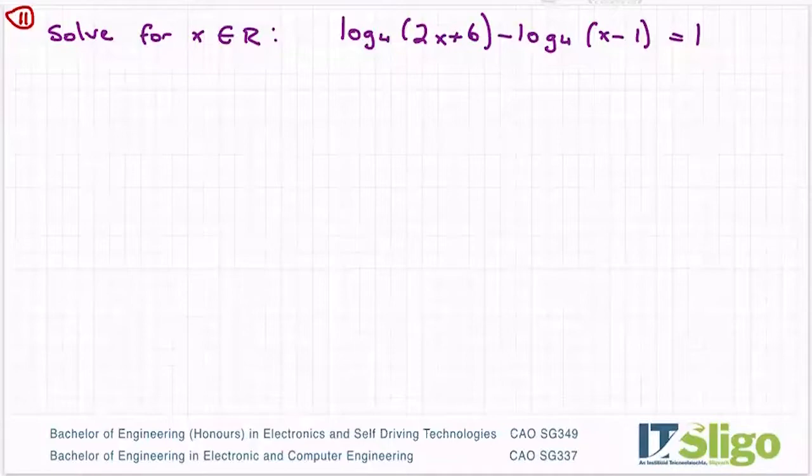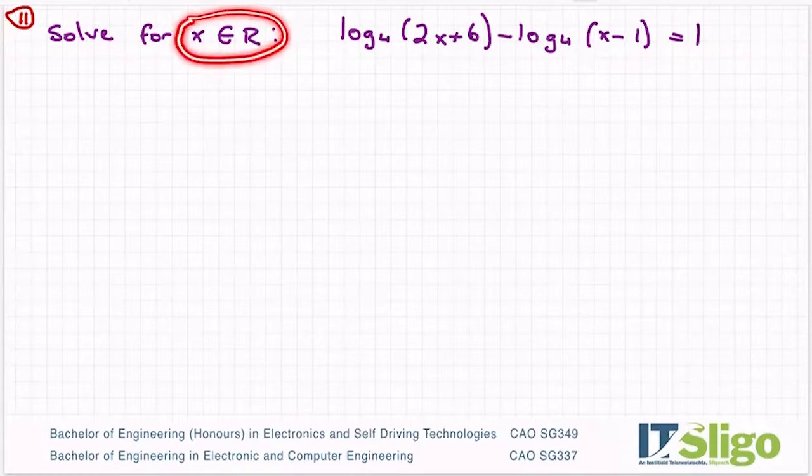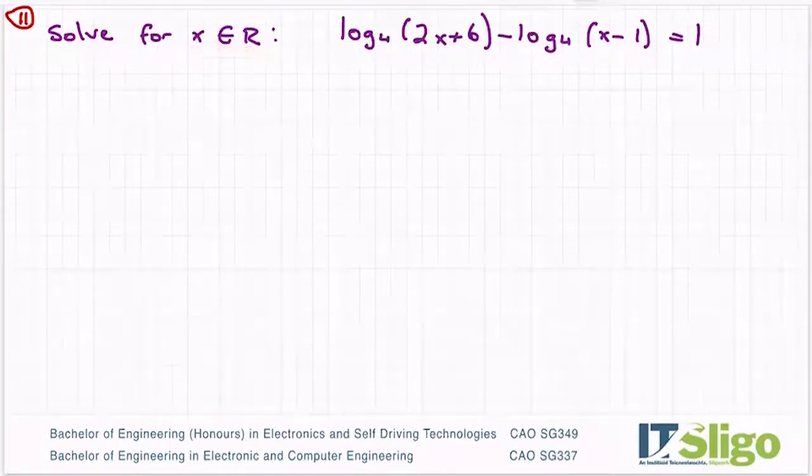Right, a logs question. Solve for x, an element of R, so x is a real number. Log to the base 4 of 2x plus 6 minus log to the base 4 of x minus 1 equals 1. Not that you really need to know it, but it's handy to know that when x is a real number, you can never get the log of a negative number. And all your questions for your Leaving Cert will be when x is a real number.